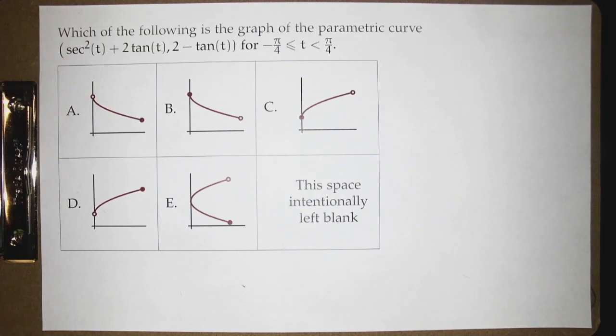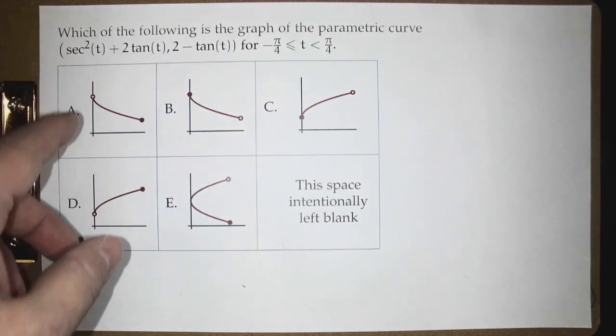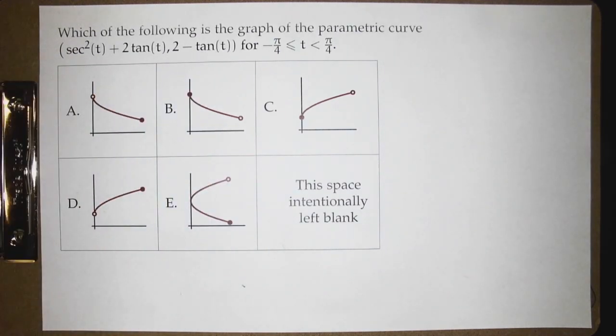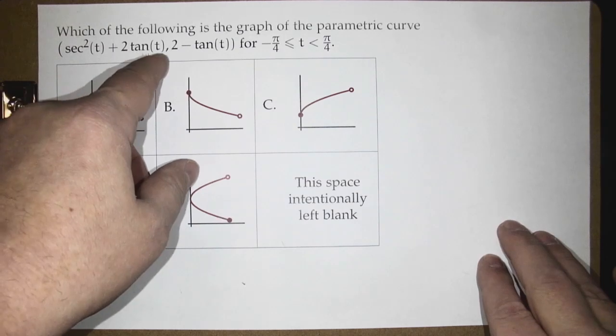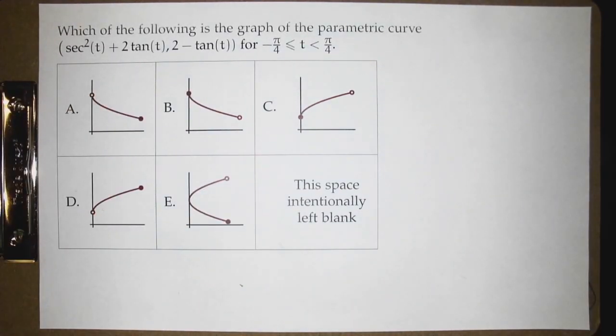So which of the following is the graph of the parametric curve? So we have a coordinate pair here, right? When we read this, we're thinking, oh, this is our x coordinate, and this is our y coordinate. And so x and y are functions of t. They move according to how t moves. And we're told that time goes from negative pi over 4 to positive pi over 4.